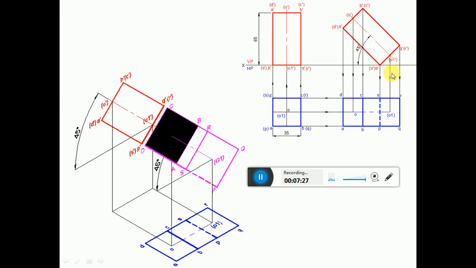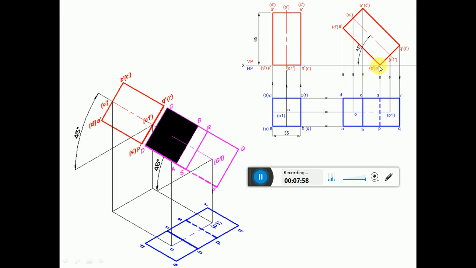Join O dash and O1 dash with a center line. Now we need to draw the top view. Draw a vertical projector from A dash D dash and a horizontal projector from A and D to intersect at the point A D. Similarly, draw a vertical projector from O dash and a horizontal projector from O to intersect at this point O. Draw a vertical projector from B dash C dash and a horizontal projector from B C to intersect at the point B and C.